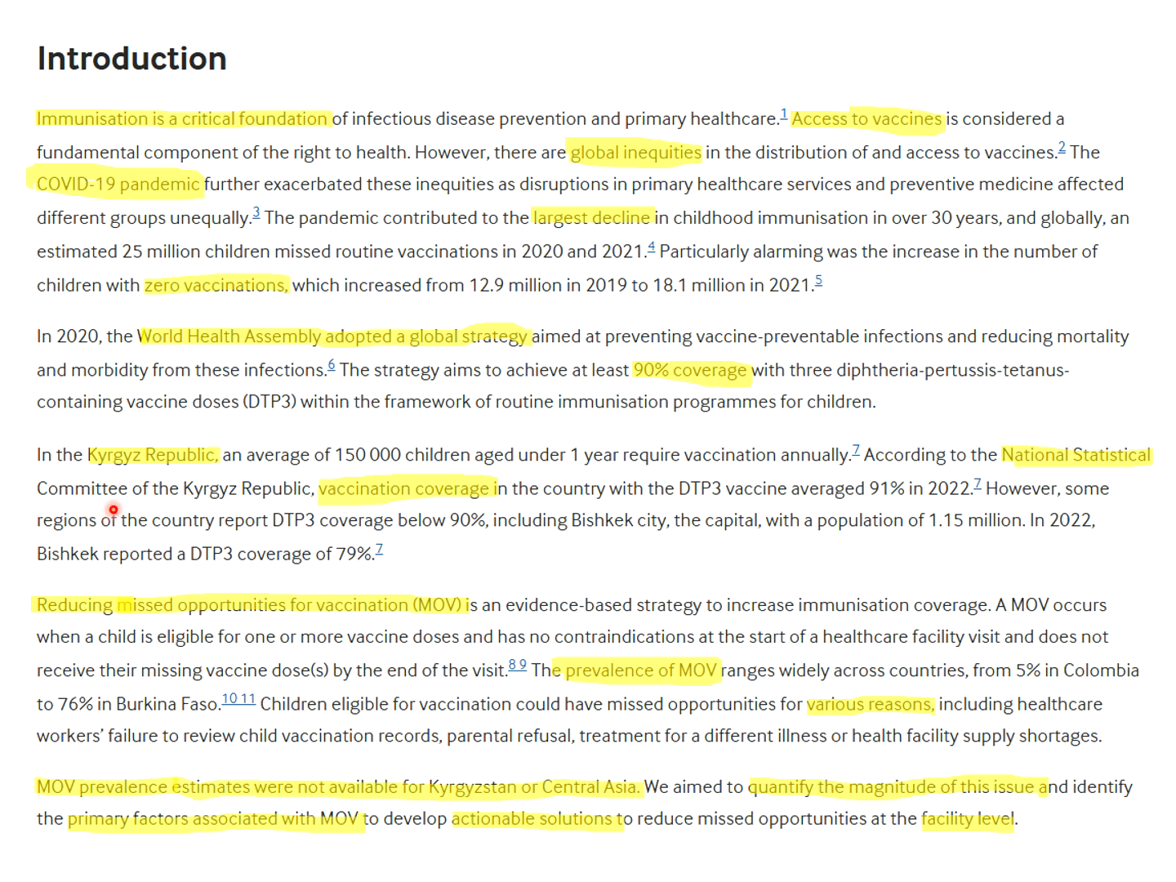And then in Kyrgyzstan, he's talking in the third paragraph about poor vaccination coverage, and the national statistics are also telling that the vaccination coverage on average was 91% in 2022. However, regions of the country report DTP3 coverage below 90% in Bishkek city, the capital with a population of 1.15 million. So he is actually comparing the Bishkek coverage with the national statistic and giving references.